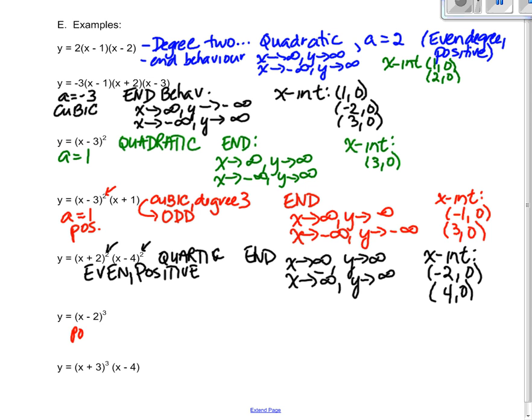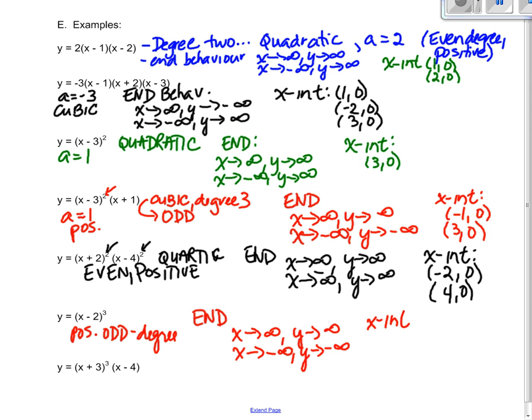So we have a positive odd degree polynomial. So that will tell us our end behavior. End behavior, as we go to the right, the function itself will increase upwards. As we go to the left, it will decrease downwards. X-intercept. We have an x-intercept at 2.